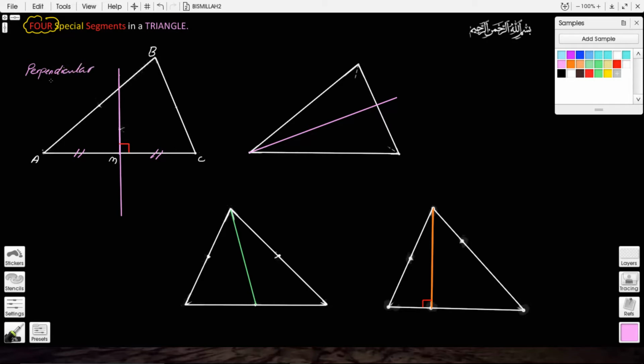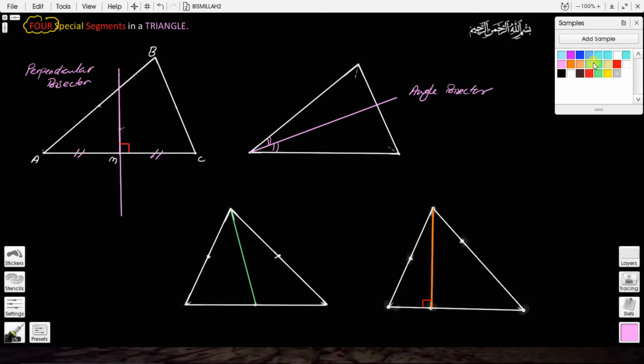Now we've met the perpendicular bisector before. This is just an extrapolation of the knowledge of the perpendicular bisector to triangles. The second special line here is the angle bisector. We've also met the angle bisector before. And this right here is the angle bisector. I'm going to write that over here.